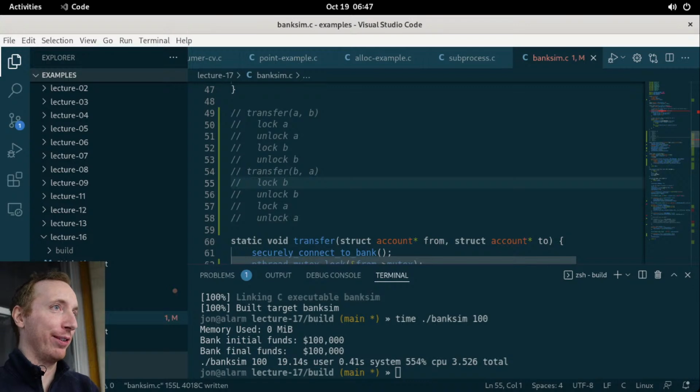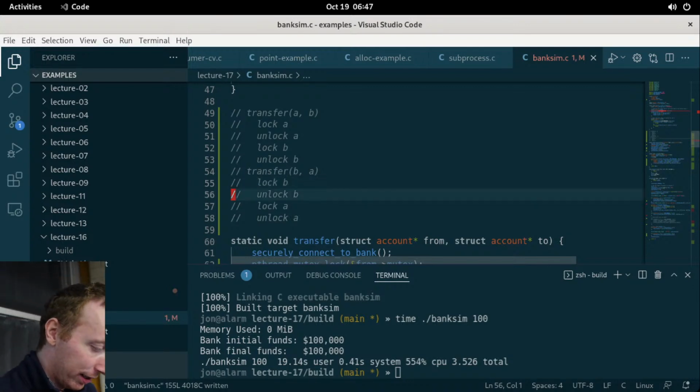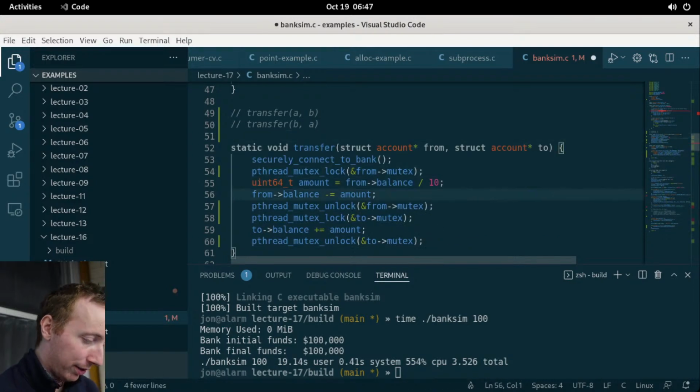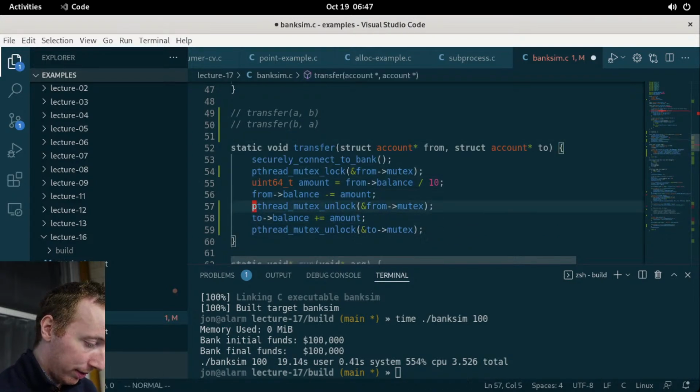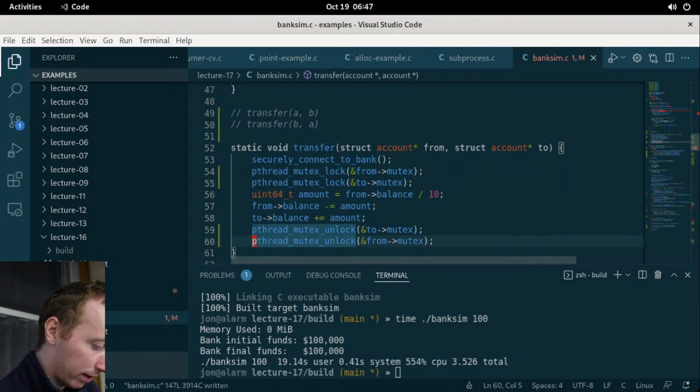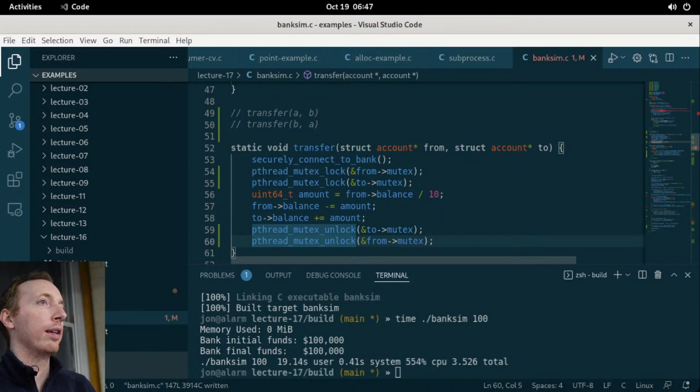But let's make it challenging on ourselves, because another thing we could do, we can overlock things and be fine. What if instead we do what the original solution was, which was this. Yeah, so is this deadlock? I get them in the same order every time, right? I always get from then to.